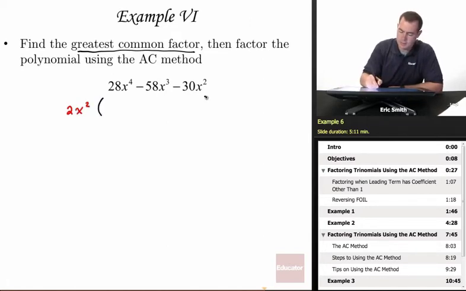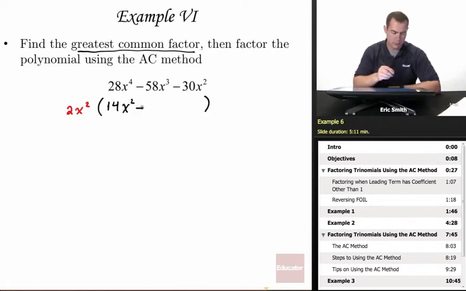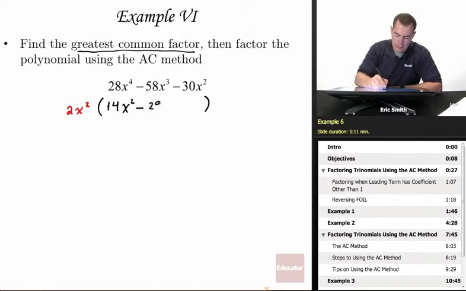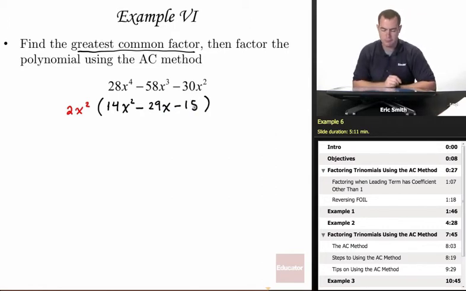Let's see if this makes things a little bit smaller. So this would be 14x squared minus 58 divided by 2, 29x. And this one divided by 2, minus 15. Okay, now it looks like they don't have anything else in common, but we need to continue factoring it.